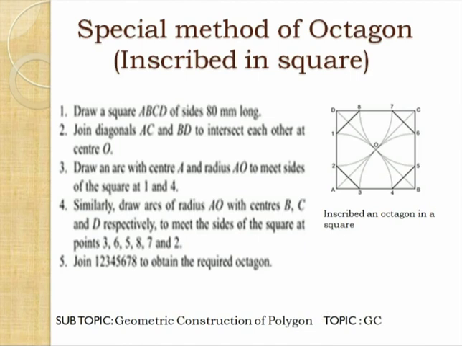So in this way we get all the points on the sides of the square, points 1, 2, 3, 4, 5, 6, 7 and 8. You join all these points in successive sequence, then we will get the octagon which is inscribed in the given square.